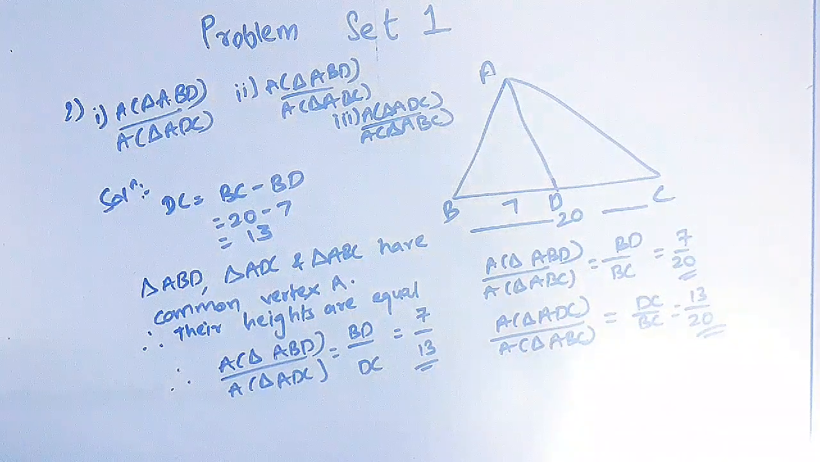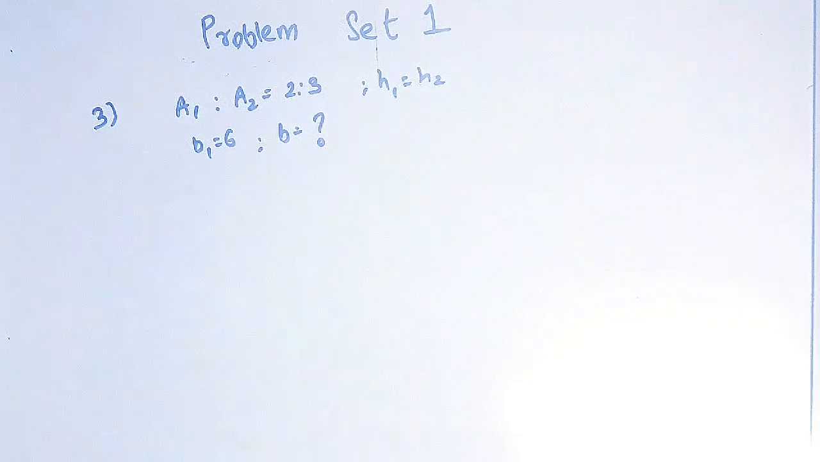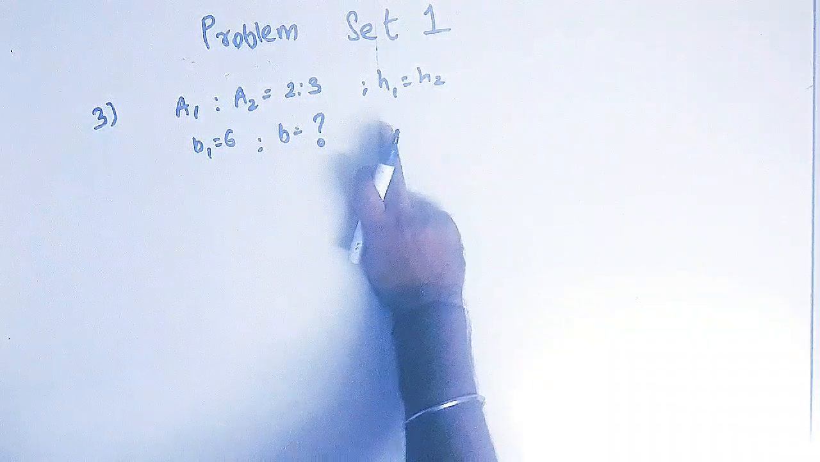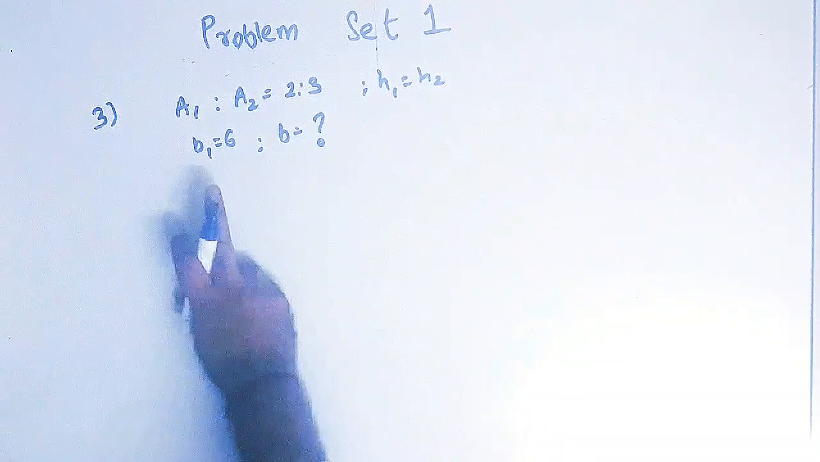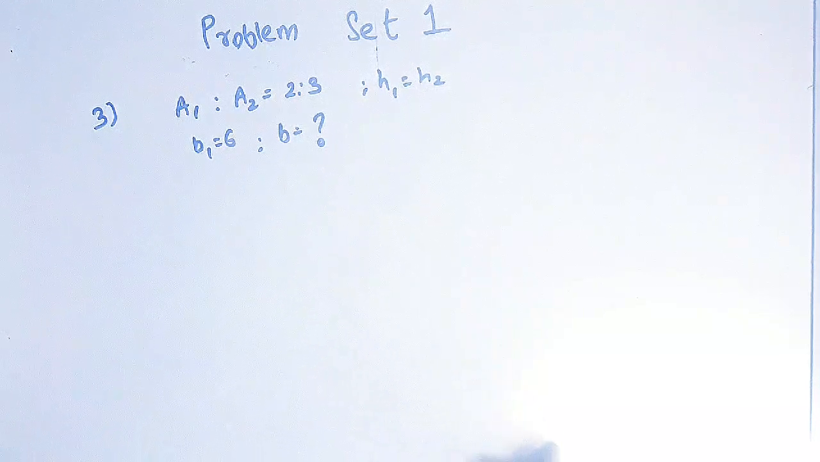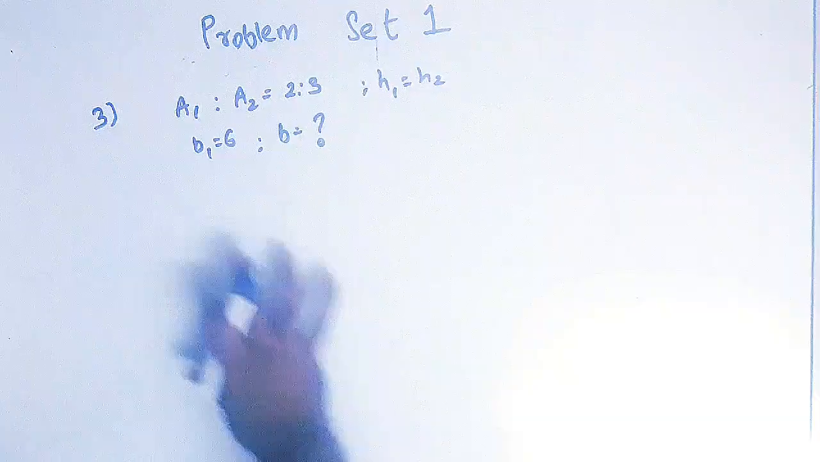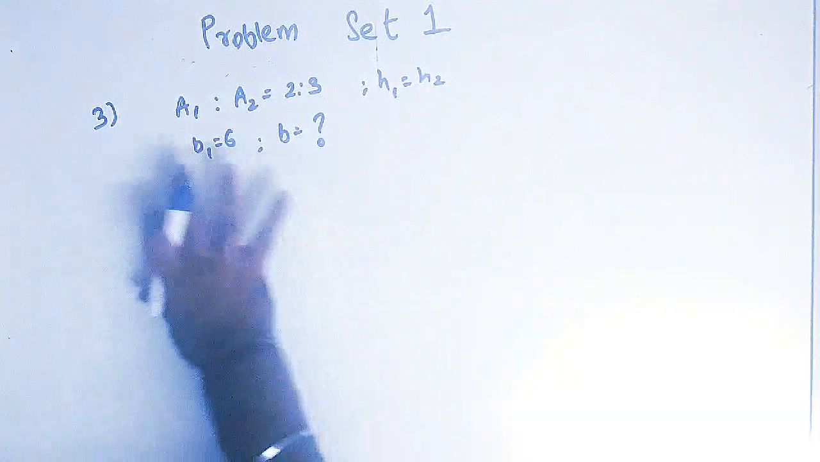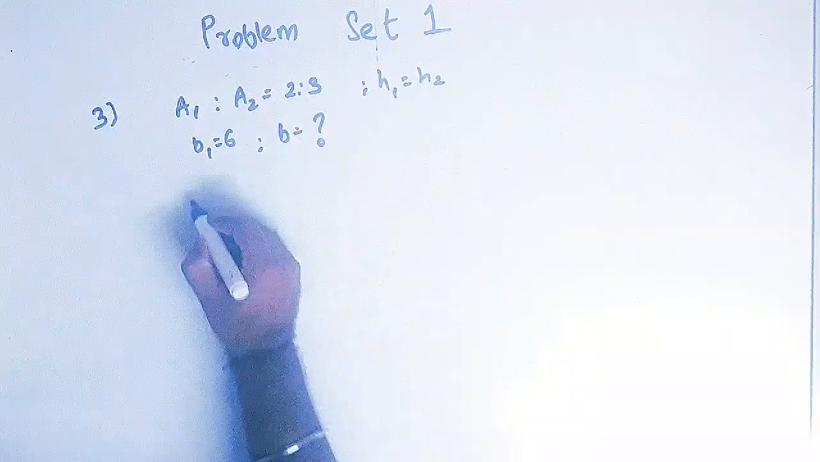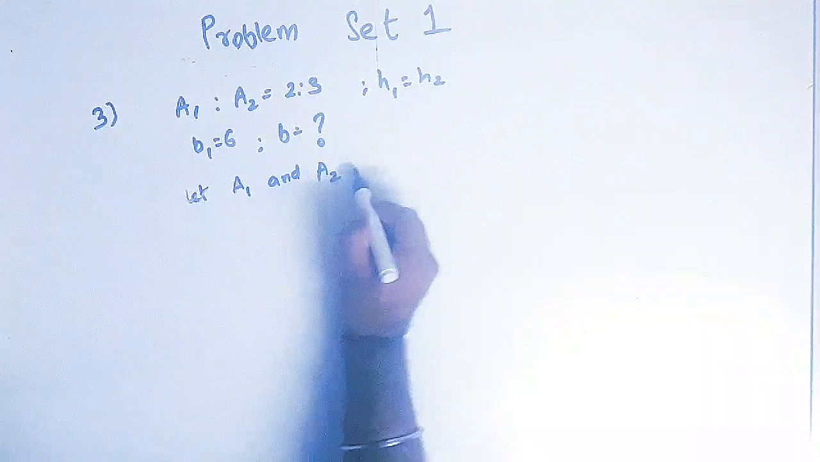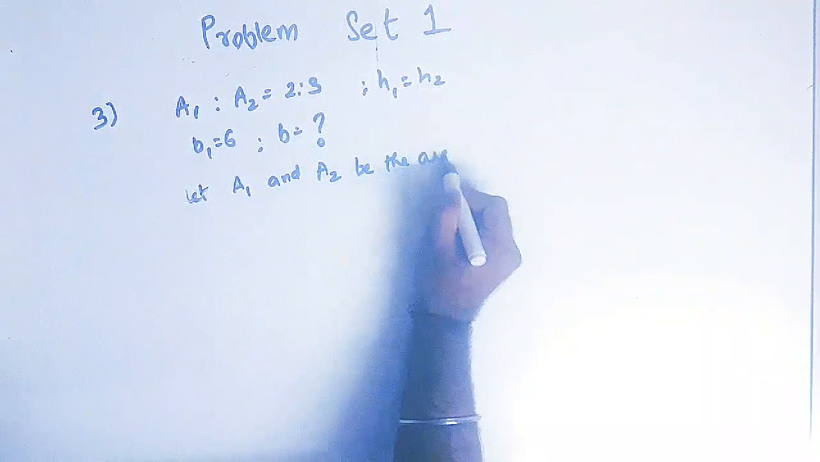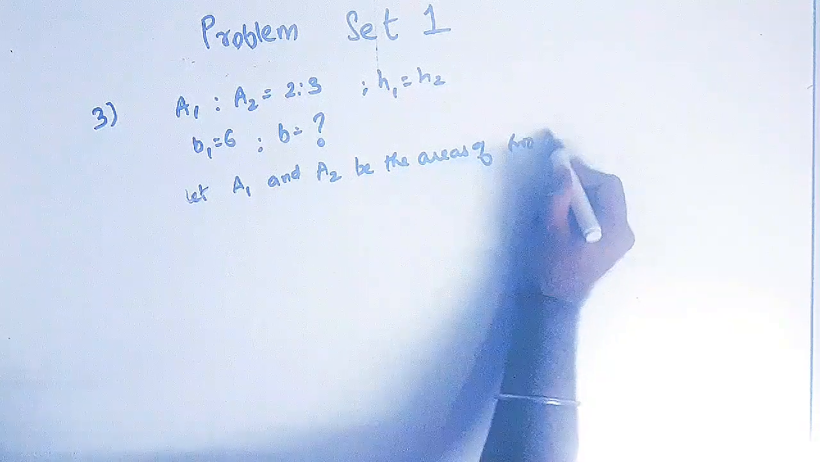Then question number 3, they have given the ratio of areas of two triangles is 2:3, with equal heights. So I have written H1 equals to H2 and the base of the smaller triangle is 6. So you have to find the base of the bigger triangle. Okay, so we'll substitute here. I have written this for your information, but we have to write let A1 and A2 be the areas of two triangles.